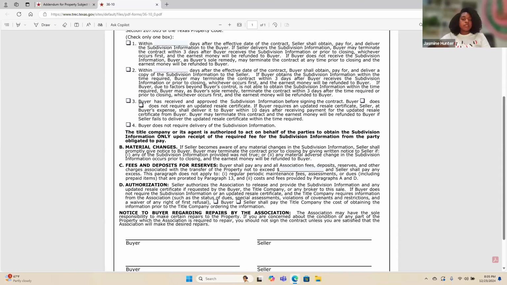Then you have the fees and deposits for the reserves. Typically, the buyer pays a certain amount up to a certain amount or whatever. For me, I typically put $50 here, and usually the transfer fee is somewhere between $100 and $500, depending on what's going on with that HOA. But my buyer will pay up to 50 of that. The rest of it is the seller's cost. And then at the very bottom, we're talking about authorization, and the seller authorizes the association to release and provide the subdivision information, and the seller is going to pay for that at title. The title company is going to go ahead and take care of it, and the seller will pay for it at closing, is what I mean. Okay.